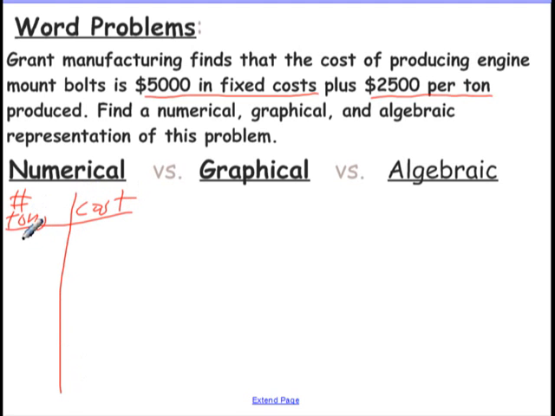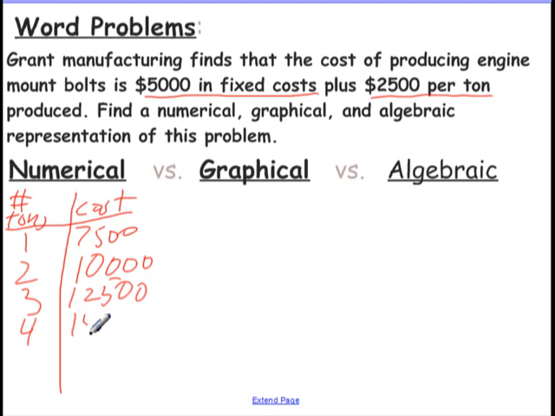So for 1 ton, the cost would be the 5,000 plus 2,500, so that'd be 7,500. If I added another ton, it's still the 5,000 in fixed cost, but now it's 2 2,500s, so that's 5,000 plus the 5,000 is 10,000. And if I add another ton, I'm adding another 2,500, so that's 12,500. And so on. Writing this out can show you what's happening. It's easy to see that this is linear, it's increasing at a steady rate.